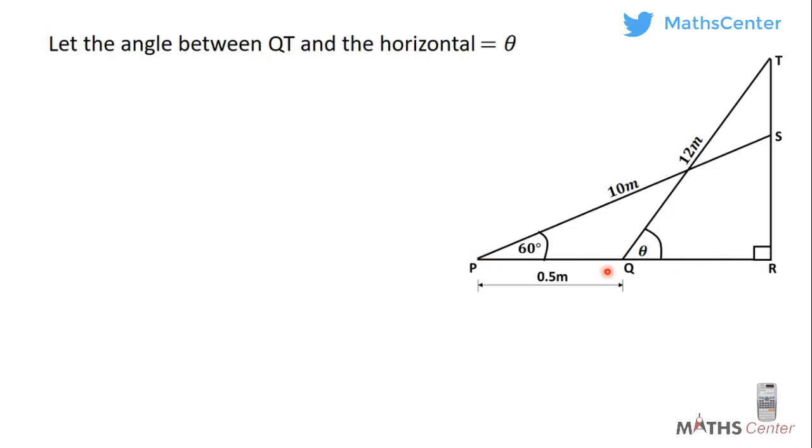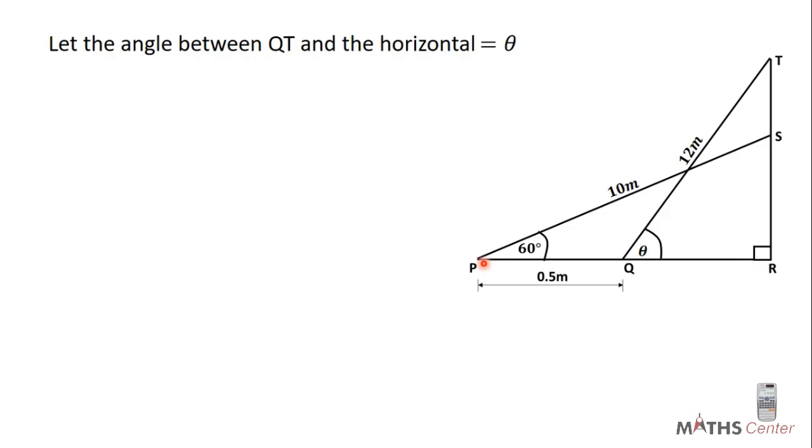We know that PQ is 0.5 meters, which means that from P to Q is 0.5 meters. So if we are able to find the length PR, we can subtract 0.5 meters from it to get QR. That makes sense, right? Because if you subtract PQ from PR, we are going to get QR. So let's find PR.